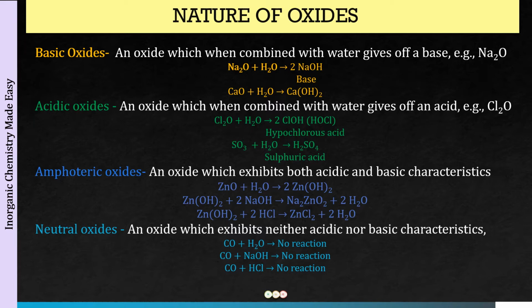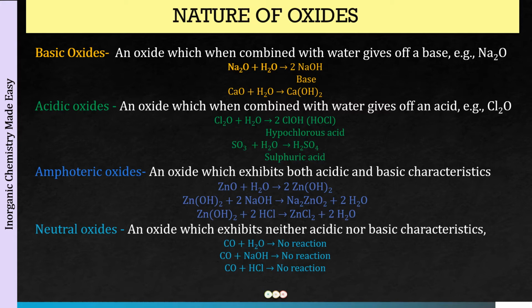And now, very importantly, what you have to learn is the various strengths for these: which is more basic, which is less basic, which is more acidic, which is less acidic, and identifying which is a basic oxide and which is an acidic oxide from the whole list we have in the periodic table.